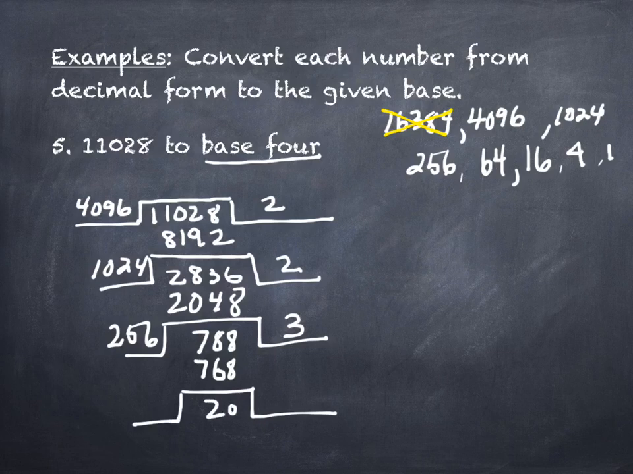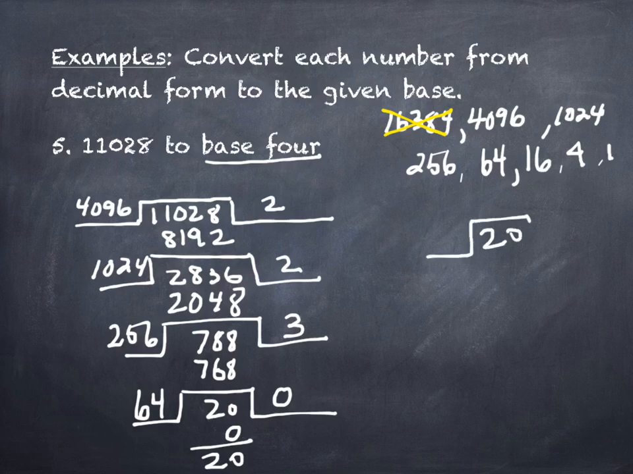As odd as it feels to do it, the next number on the list is 64, and I realize 64 doesn't go into 20. That's okay. That just means it goes in 0 times. So we write the number 0 over here, and 0 times 64 is 0, so I still have 20 left over. If you're working on your paper, you can continue this process. I'm just out of space, so I'm going to move over here. After the 64, the next smallest value is 16, so we divide by 16. 16 goes into 20 one time. 1 times 16 is 16. If we subtract, we have 4.